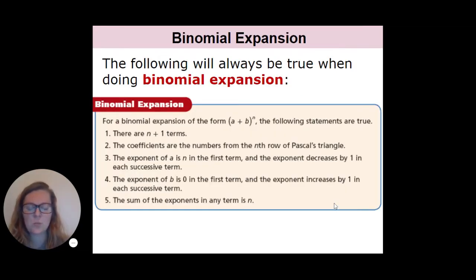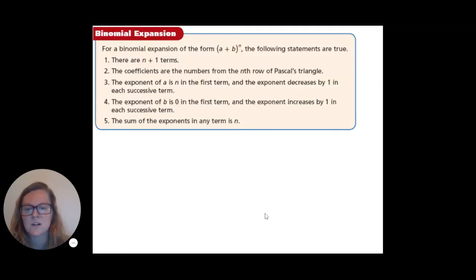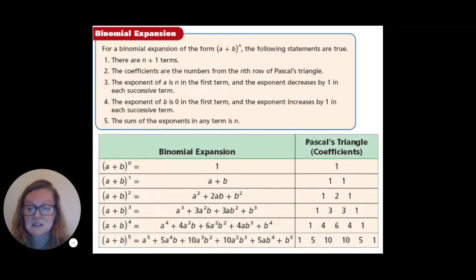Okay. So we're going to talk about this binomial expansion, and we're always going to have it in the form a plus b raised to the n. So that is always going to be our original question that we are going to try and multiply out. And these 5 facts are going to be true every single time. So I put it all together on one slide so we can see what's happening here.